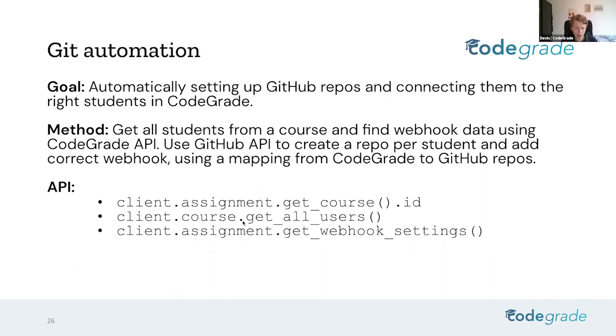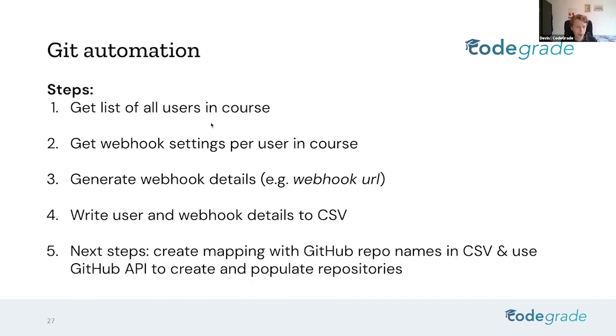Then after that, you have to use the get all users to get all the users from this course. And then finally, you have to get the webhook setting per user in your course. To do that, first of all, get a list of all the users in your course, then get the webhook settings for them, generate the webhook details, so for instance, the webhook URL, the secret, and the key. And finally, write these things to a CSV file.